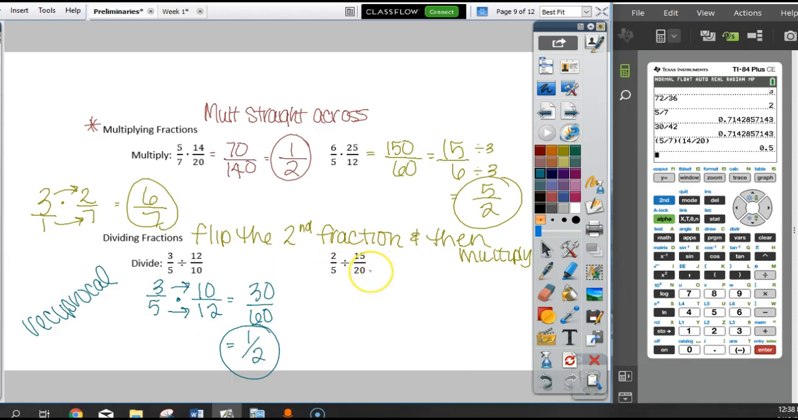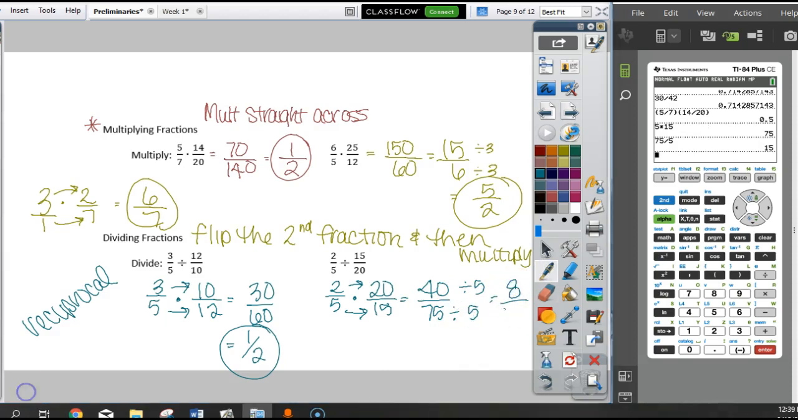Next one, 2/5 divided by 15/20. So again, leave that first fraction just how it is. Flip or find the reciprocal of the second, 20 over 15, change it to a multiplication problem. Straight across the top, we get 40. Straight across the bottom, we end up getting 65. So this is not, oops, I think 65 is wrong. Yep, 75 sounds better. From here, you can take a 5 out of both. So we end up getting 8 divided by 15, which is completely reduced.